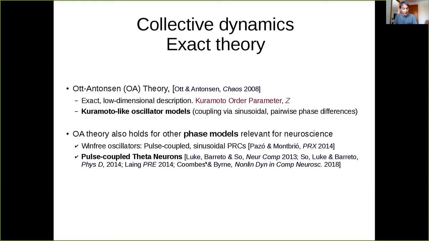But in computational neuroscience, mean field models are often not formulated in terms of a mean field quantity like the Kuramoto parameter, but in terms of activity or of firing rates. These models are the so-called firing rate models, or Wilson-Cowan, or neural mass models, or neural field models. They have many different names. These models are generally heuristic, or they are derived under approximations, but they are never exact.